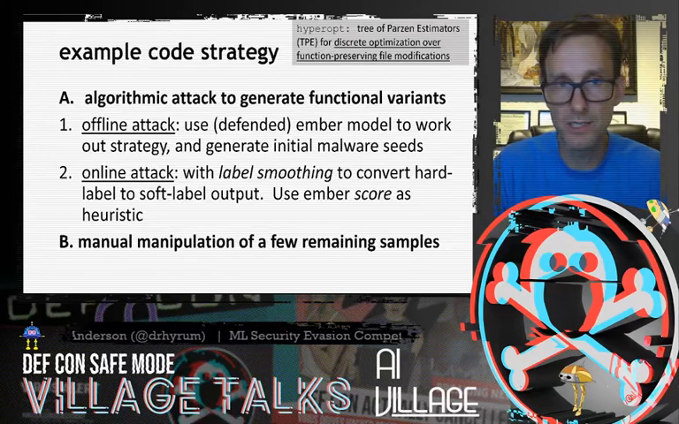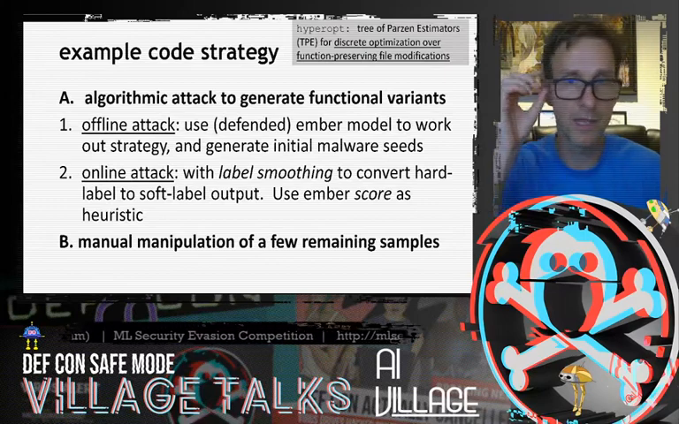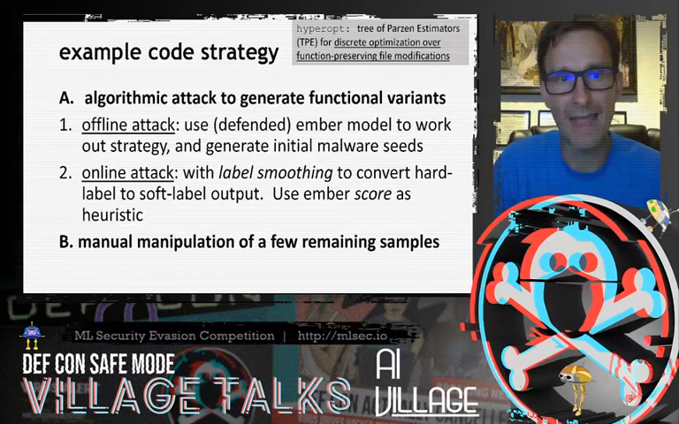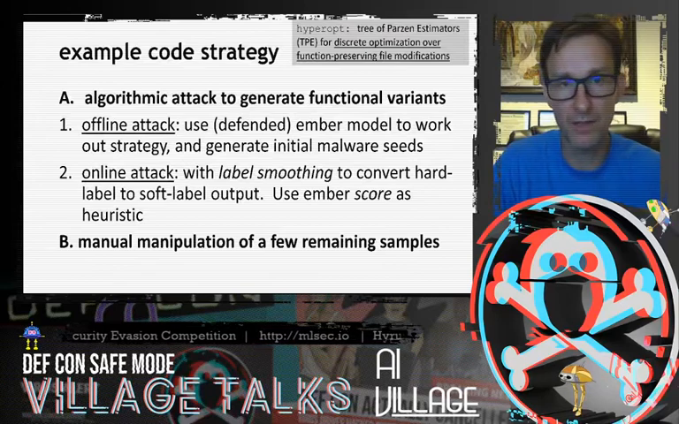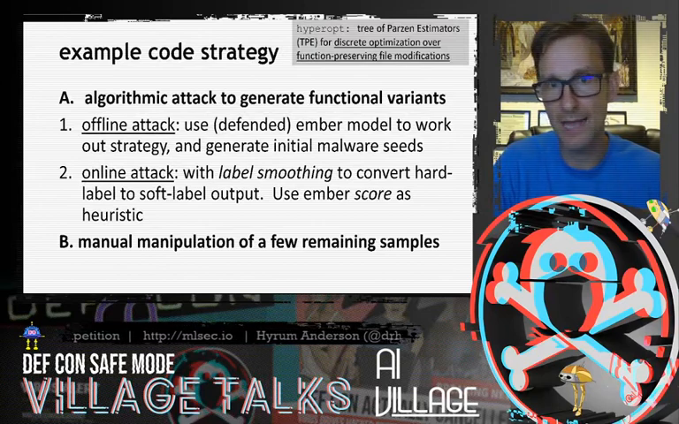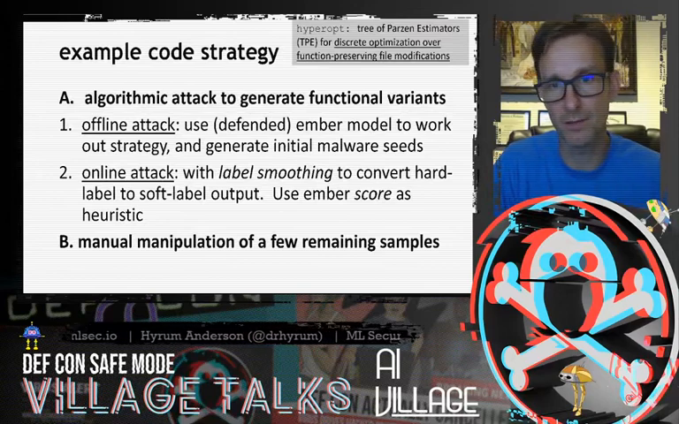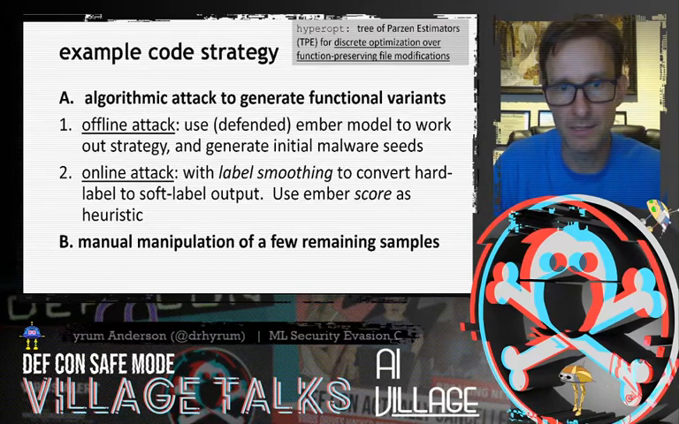Some tricks that we're using here include label smoothing, where we're converting the hard label outputs into a soft score by averaging four things: the three hard label outputs from the hosted machine learning models, as well as a local score from a local machine learning Ember model that will be used as a heuristic to guide the optimization process.